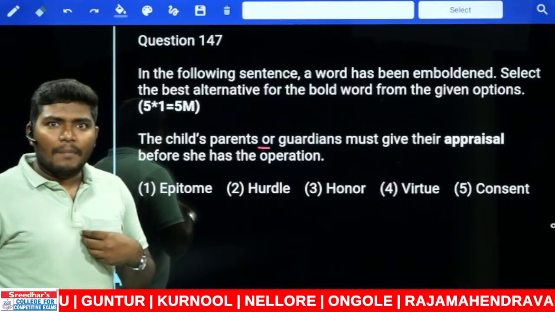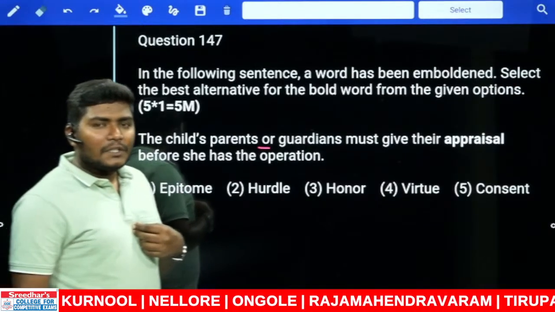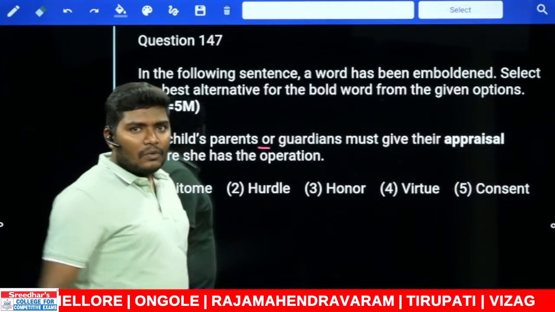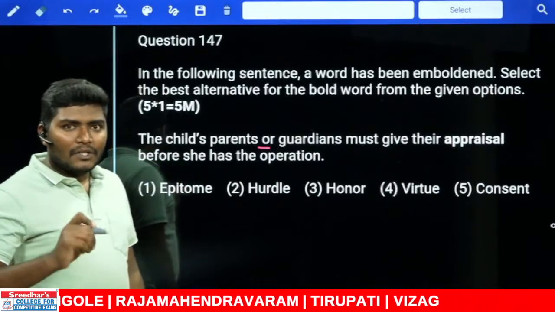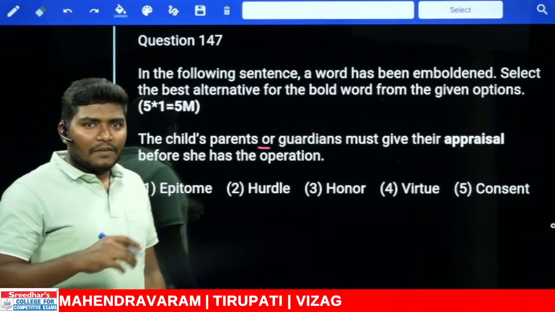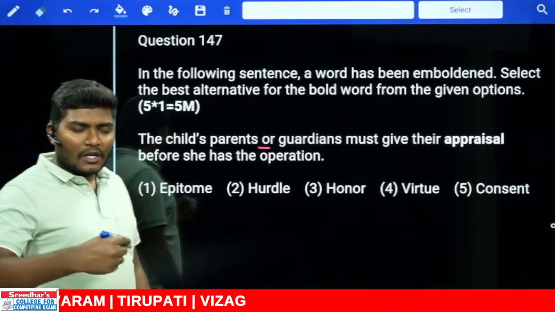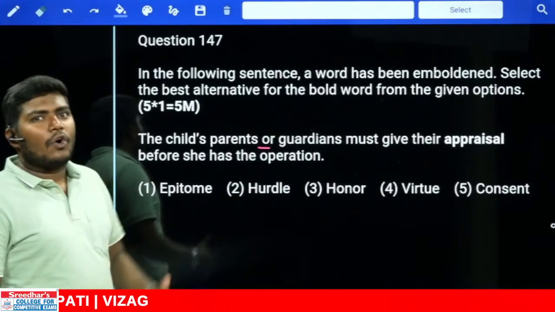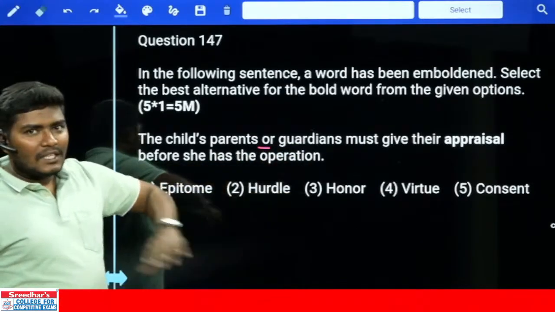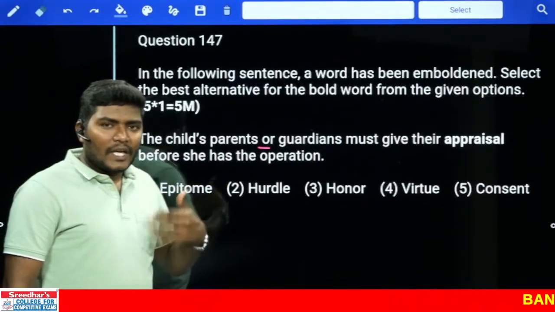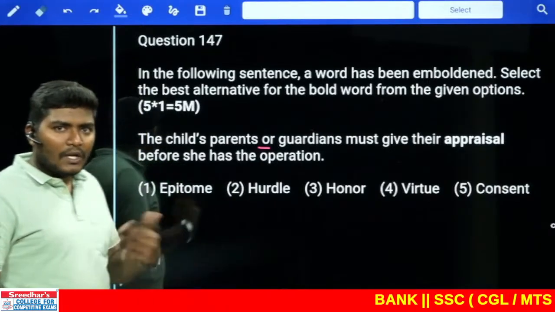Let us say something happened to you. If you are taken to the hospital, immediately do they operate on you? No. They first take permission signs from your parents saying if something goes wrong, we are not responsible. They take permission from the parents and later they operate. So appraisal is nothing but to take some permission. Appraisal is to give or take permission.